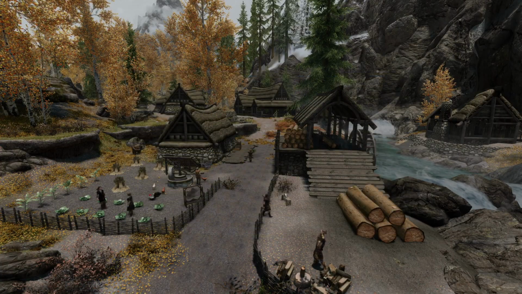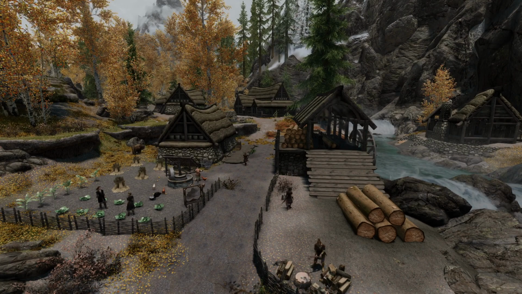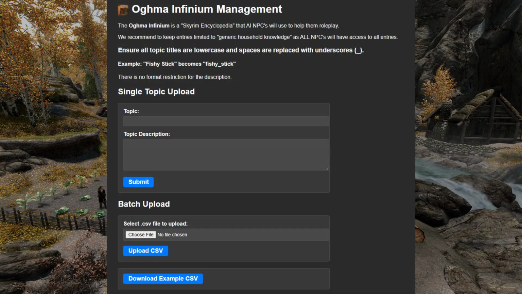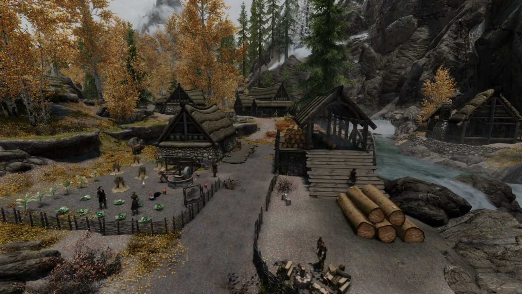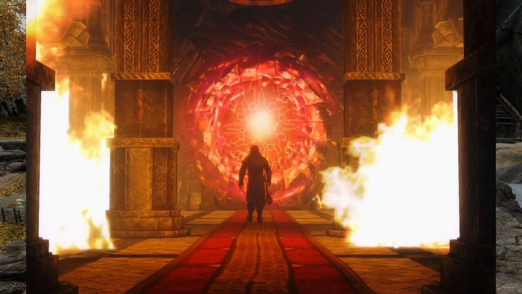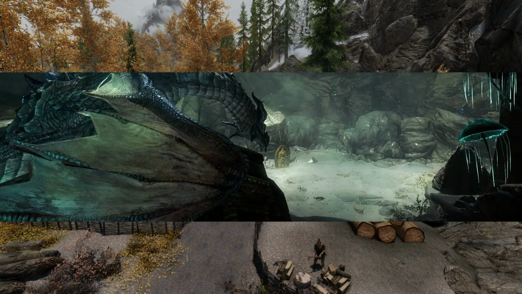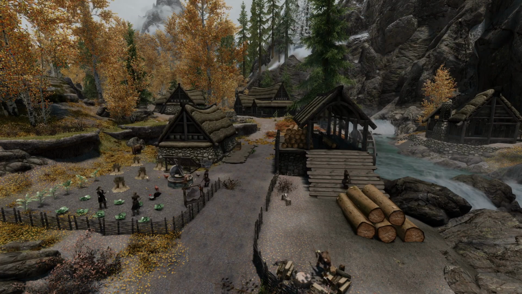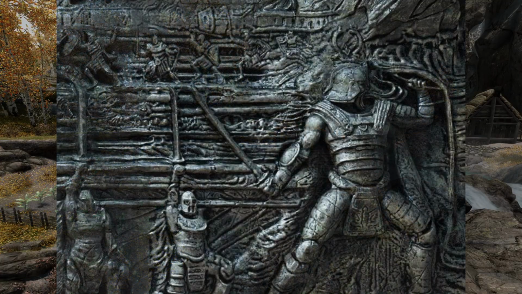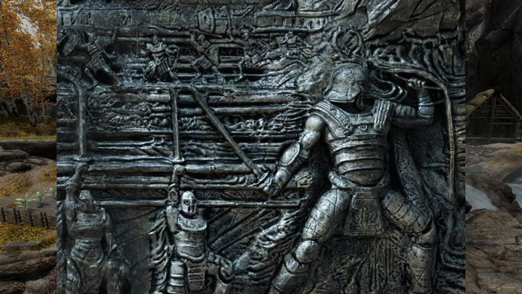We've also made it very easy for you to add your own articles into the Oghma Infinium database. This is especially useful if you're playing a heavily modded version of Skyrim, as that may have new events, locations, creatures, etc. You can then match up your Oghma database to the specific canon of your modded playthrough.